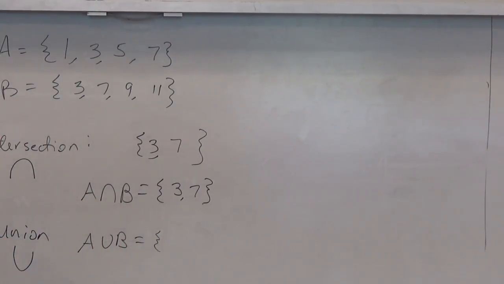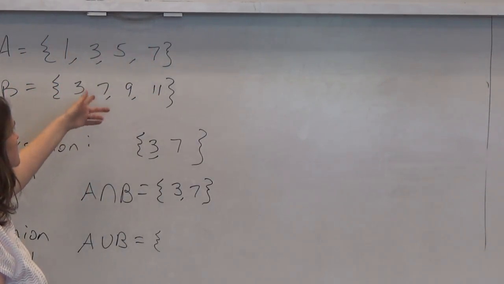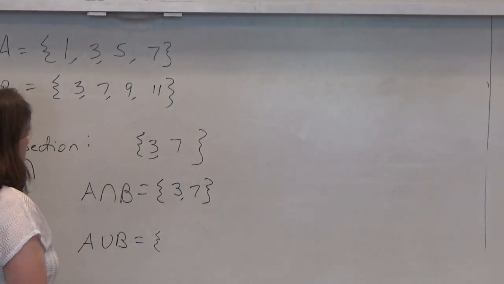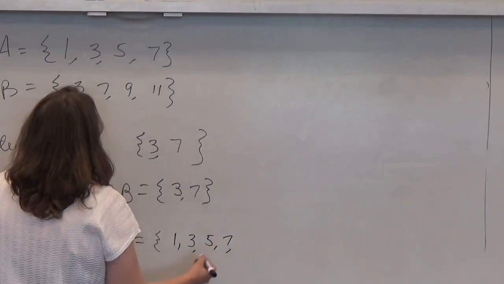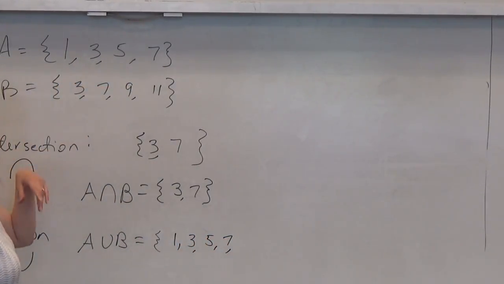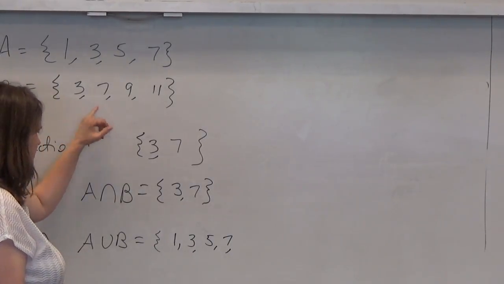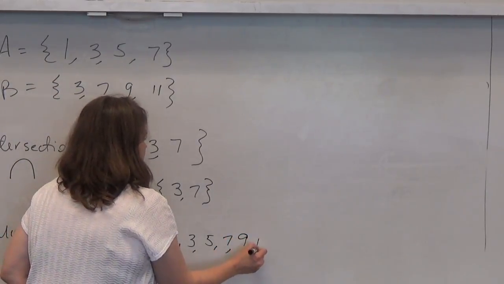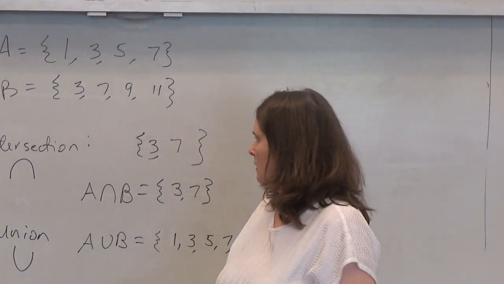Union takes everything. So I'm going to list everything that I see up here, like the total, all of it. Now, if something is repeated, I don't have to write it twice. So for my union, I need to say 1, 3, 5, 7. That's everything from set A. And in set B, I've already got 3 and I've already got 7, but I also need to include 9 and 11. So union takes it all, everything.